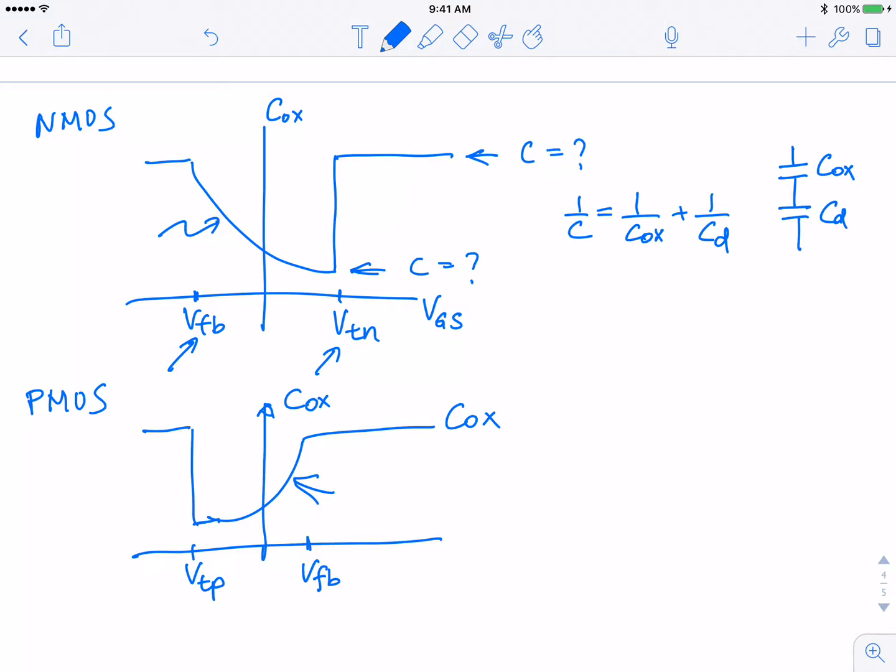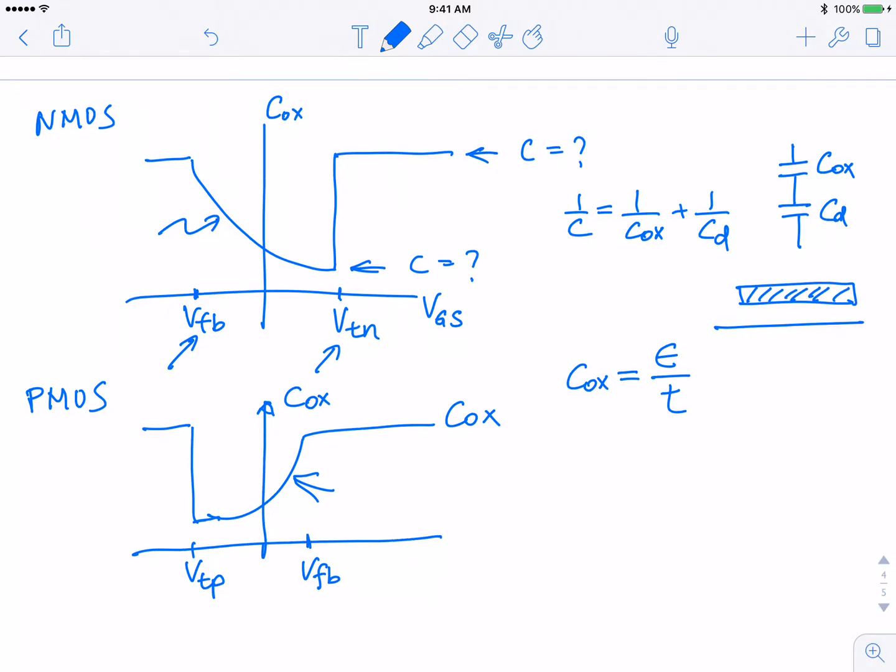And it's important to remember Cox when you write it as epsilon over T. The epsilon is the dielectric material. If this is the gate, this is the channel or body of a transistor. So it is the epsilon of this material, and the thickness is this thickness here. And so the epsilon should be epsilon of oxide, okay? Normally I'll give you the epsilon oxide, and epsilon oxide is equal to the multiplication of the relative dielectric constant of oxide and epsilon 0.